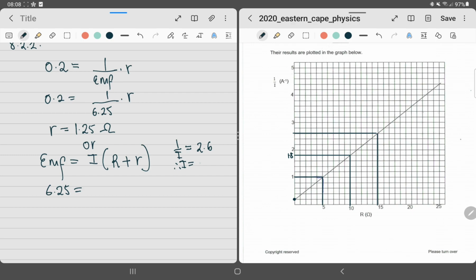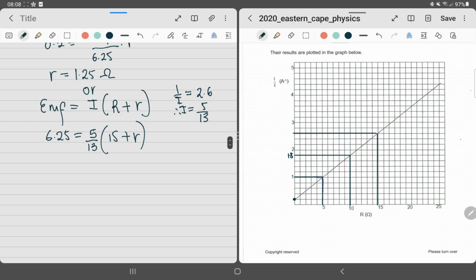So I'm getting 5 over 13. I'm just going to substitute 5 over 13 there. And the resistance at that point should be 15. So 6.25 divided by 5 over 13. So this is 65 over 4, which is equal to 15 plus the internal resistance. So I'm getting 1.25 ohms. So it works as well.